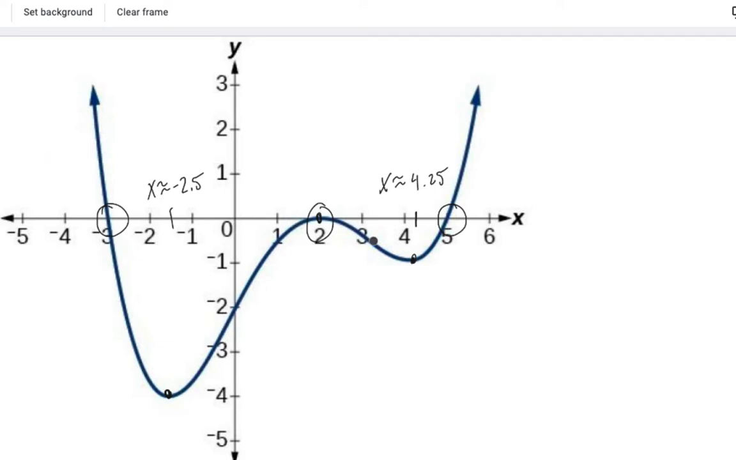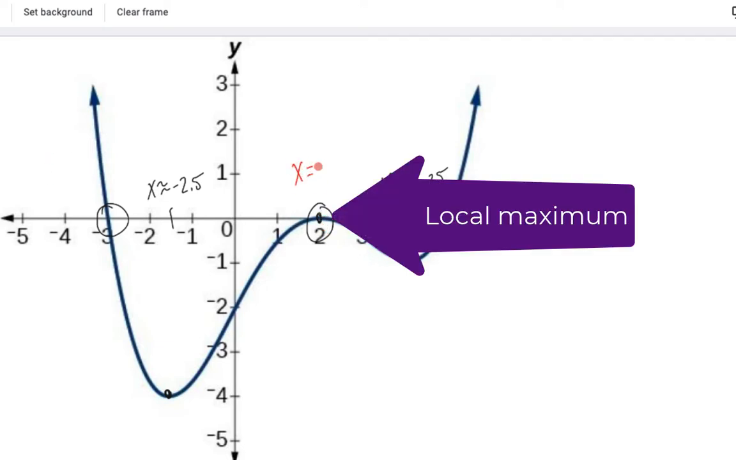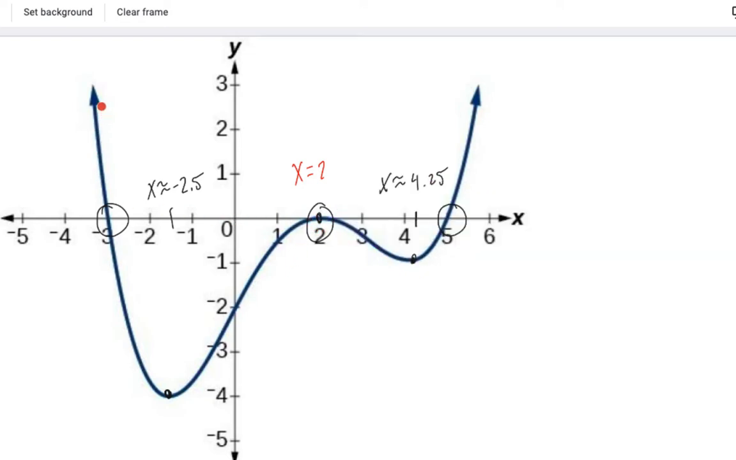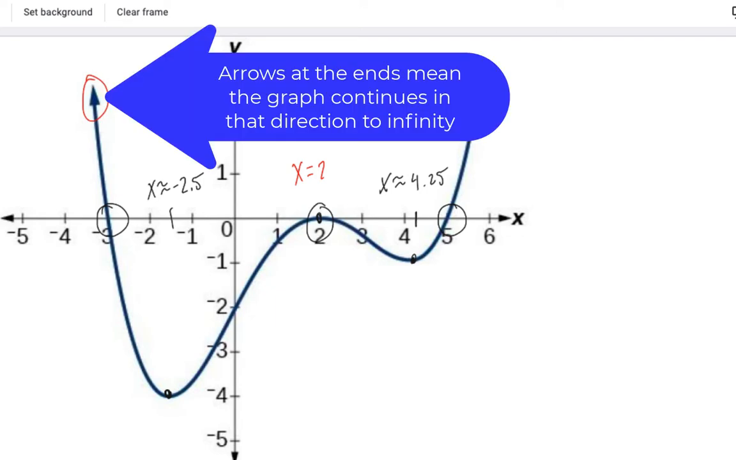As far as maximums go, right here, where x equals 2, we have a local maximum. Everything before it is going up, and then after that it's going down. So it's a high point in the graph. The global maximum is infinity, because this arrow means it goes up to infinity.